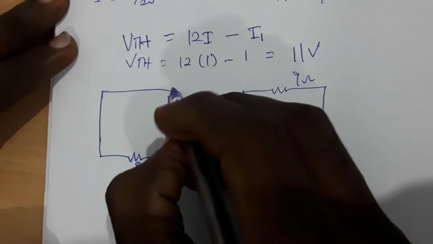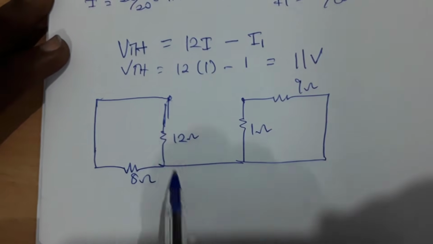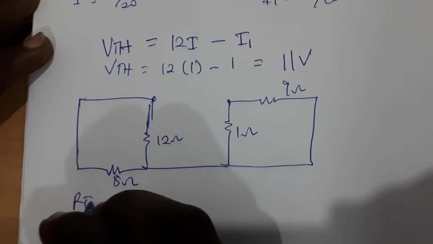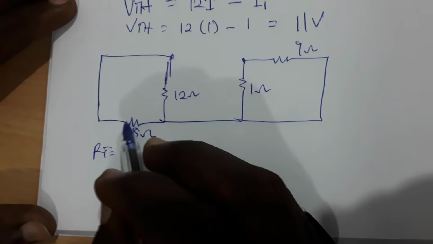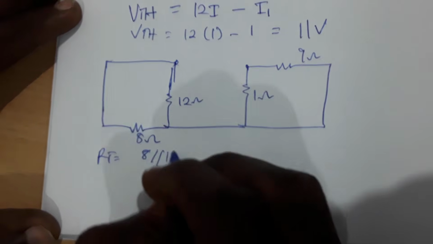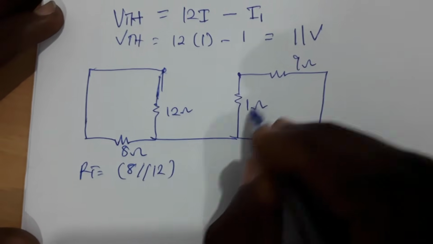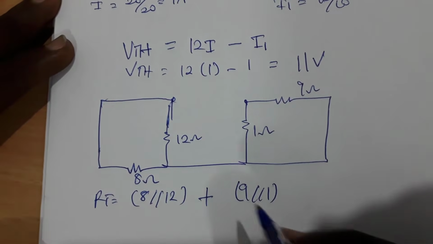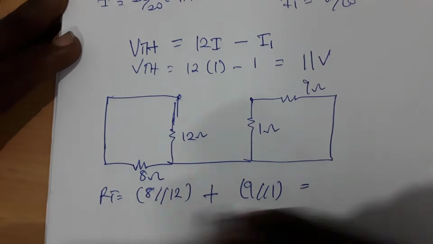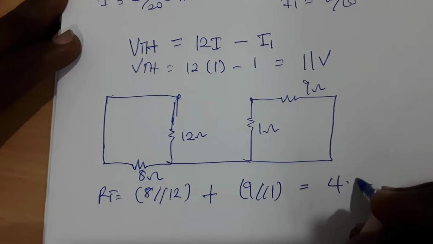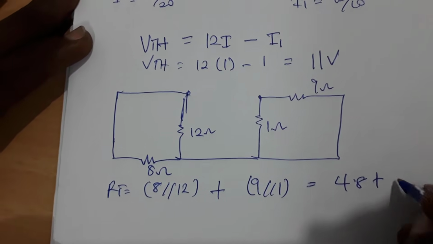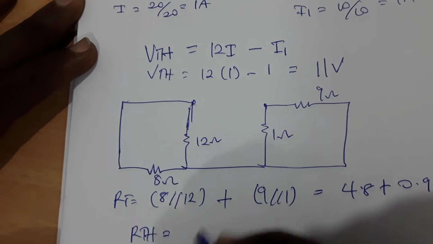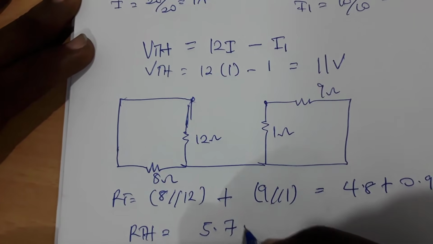So what can we say when we look through this loop? What's the relationship between these resistors? We can see that this and this are in parallel. So we can say 8 is in parallel with the 12, and this are also in parallel. So 9 parallel 1, and they are all in series. So we should have 4.8 for this, and 0.9 for this. So our RTH should be equal to 5.7 ohm.